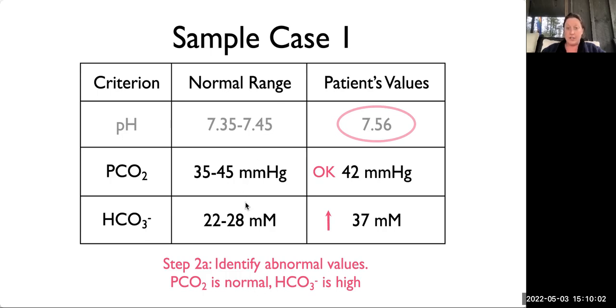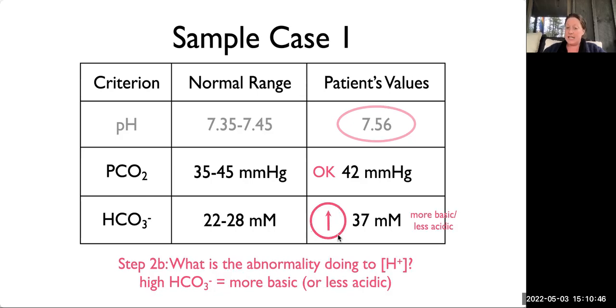Now, these are the normal ranges for those substances. You do not have to memorize these. If we look at PCO2, we can see that 42 is within the normal range. So this is okay. And in fact, when you're doing these, I recommend that you write normal or okay, so that you don't have to keep looking at the numbers and making the comparison. If we look at bicarbonate, which is 22 to 28 millimolar, this person has 37 millimolar. So this one is high. And so I just draw an arrow here. So PCO2 is normal, bicarbonate is high.